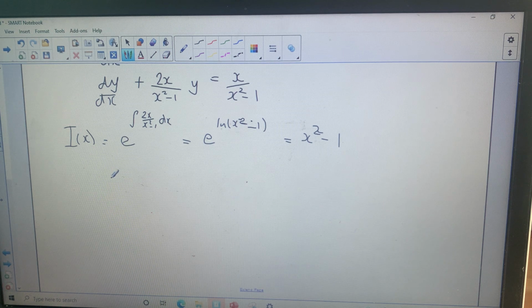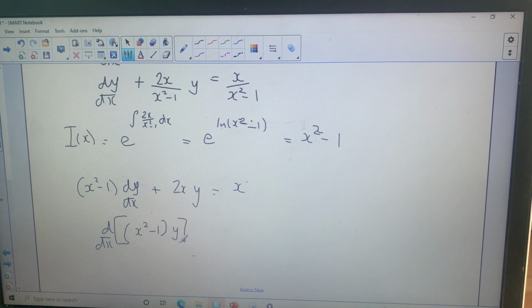Bear with me. I'm now going to multiply all through by x squared minus 1: dy/dx plus, when I multiply this by x squared minus 1, look at this, it's lush how this comes out. I can see that I differentiated (x squared minus 1) times y on that left-hand side.